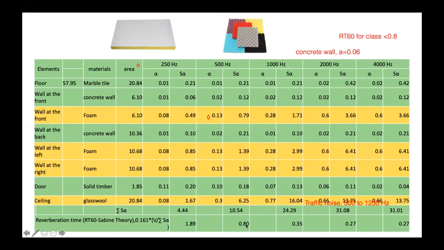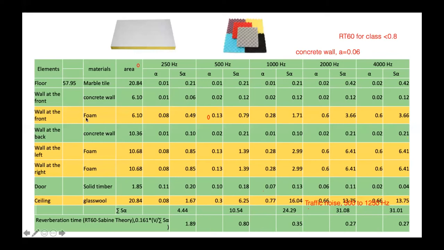For example, for teaching, we want 0.8 at 500 hertz. It's here, coincident, 0.8. And for the 1000, 0.35 and so on. Only for 250, it's very difficult to treat here, 1.89. But according to the researchers, for the classroom, basically people will look at 500 hertz. If we treat at 500 hertz and it satisfies the permissible level, then it's okay.